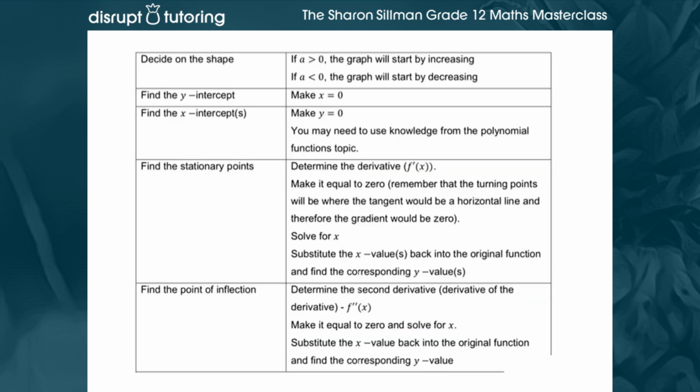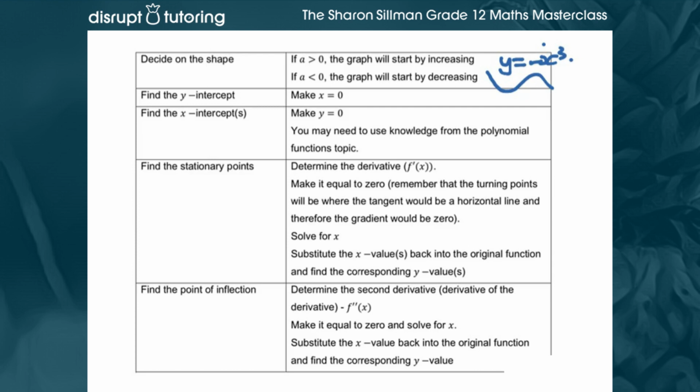So to draw a function, the 5 points on the left-hand side are what you need to be looking for. First, decide on the shape. So if the a is positive, in other words, if it maybe starts with 2x cubed and continues, a is positive, then you know that it is going to increase first. So this one would increase first, so it would end up looking like that. If a is negative, on the other hand, so maybe there's a negative x cubed and then it continues, that's going to go downhill first.